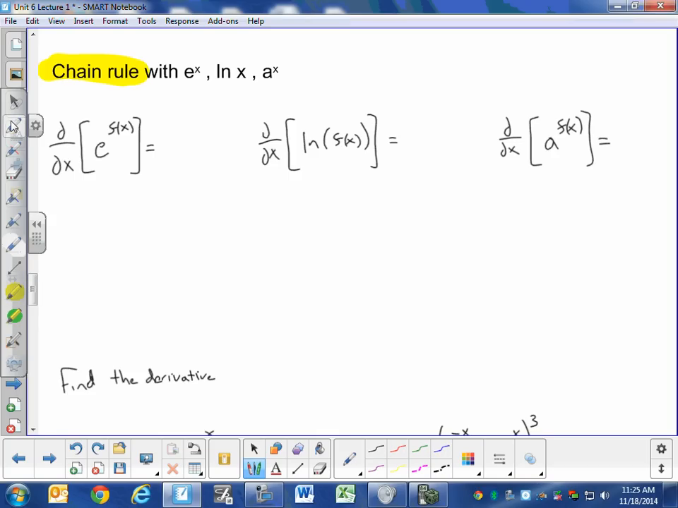Now the key to the chain rule is to identify the outside and the inside. Well, the outside for e to the f of x would be the e to the power. And the inside would be considered whatever is the power.